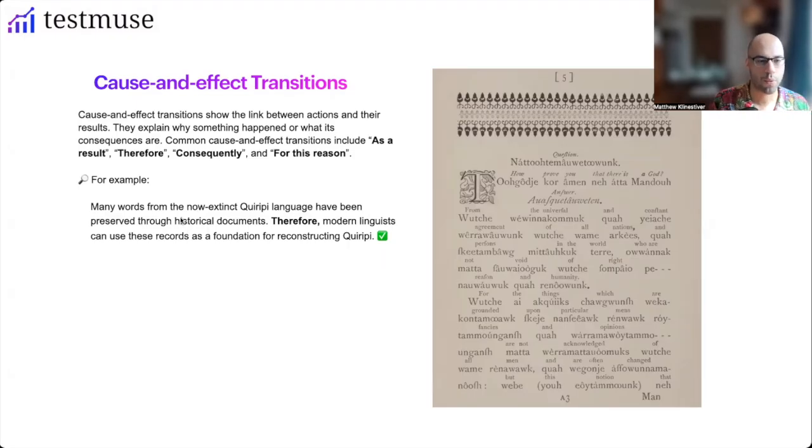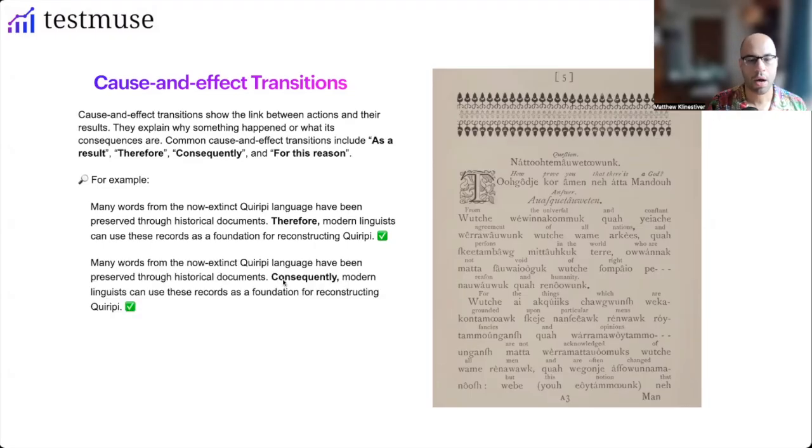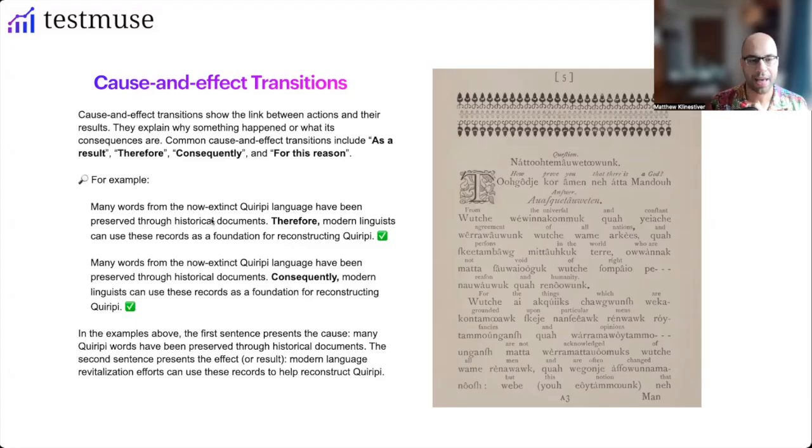So because these words have been preserved, therefore, as a result, for that reason, as a consequence of that fact, we can use those records to rebuild that language. Consequently, these are all synonymous, by the way. As a result, therefore, consequently, and for this reason. So here again, we have a cause: the words have been preserved, and now we see the result. Because of that, we can use those records, those historical documents, to reconstruct that language.